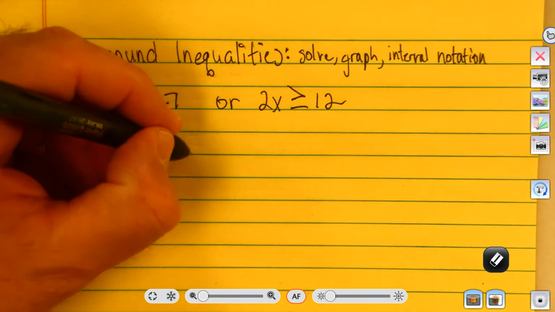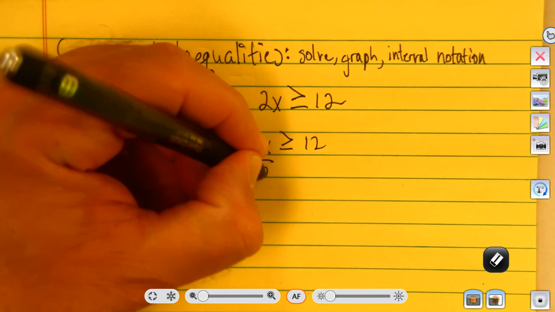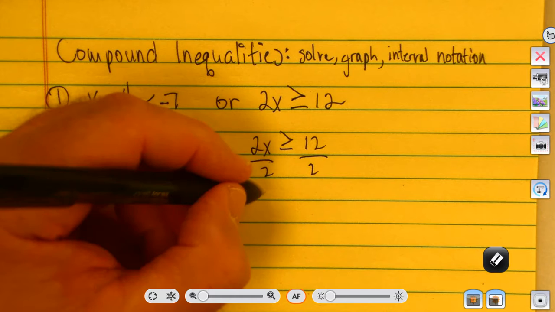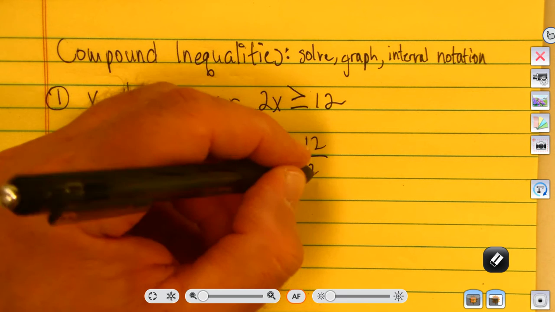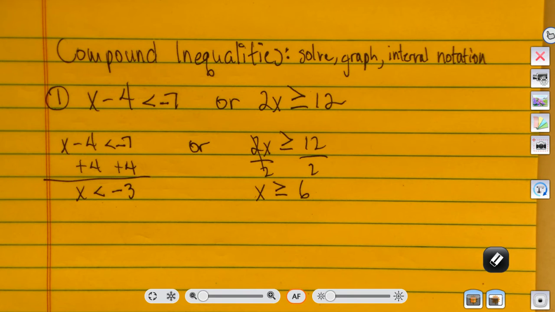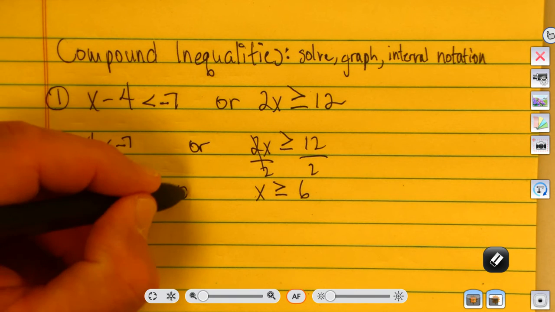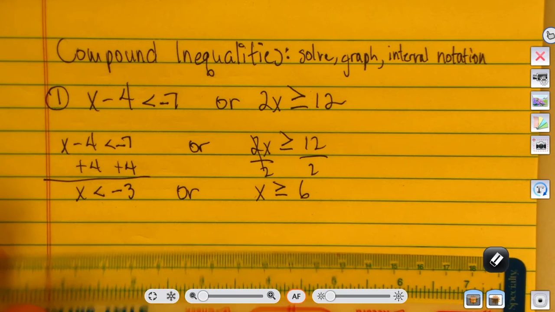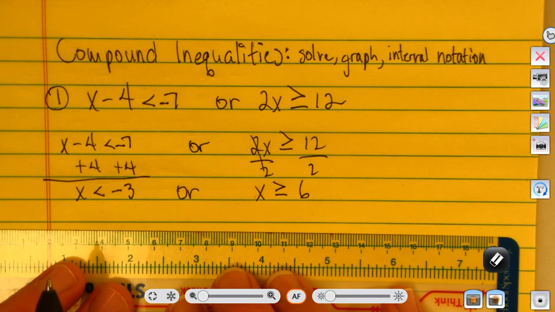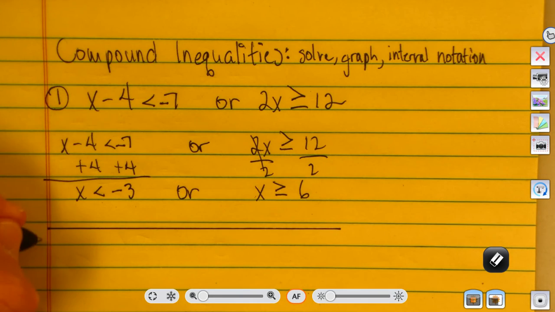Let me do the other problem here, the or. 2x is greater than or equal to 12. I know to divide by 2. Well, these inequalities are quite a bit easier so far. It's just 2 of them, 2 for the price of 1, you might say. So x is less than negative 3, or x is greater than or equal to 6. So that's my solution. With any or statement, I kind of have two possibilities there if it remains an or statement.